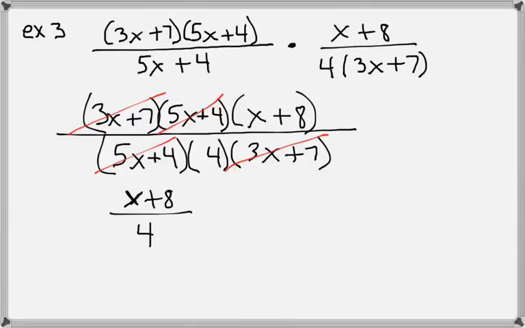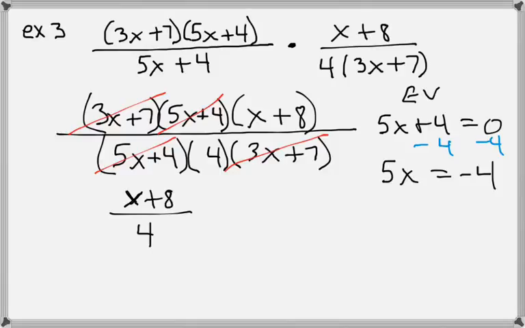Now I have to set my denominators equal to 0. Find my excluded values. So a 5x plus 4 equal to 0. To get x by itself, I'm going to subtract the 4 to both sides. That's going to leave me with a 5x is equal to negative 4. To get x by itself, I'm going to divide by 5 on both sides. So I get an excluded value of x is equal to negative 4/5. So that is one of my excluded values. I'm going to write it over here.